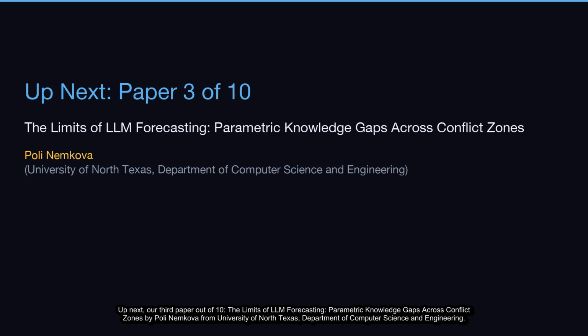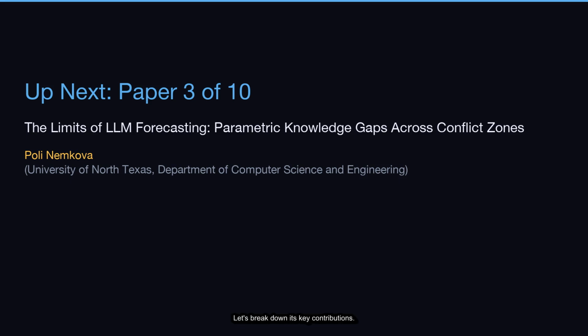Up next, our third paper out of 10, The Limits of LLM Forecasting: Parametric Knowledge Gaps Across Conflict Zones, by Pauline Nemkova from University of North Texas, Department of Computer Science and Engineering. This paper delivers a landmark finding on the qualitative failure of LLMs in a high-stakes, low-data domain, shifting the conversation from performance to the fundamental nature of the model's reasoning. Let's break down its key contributions.